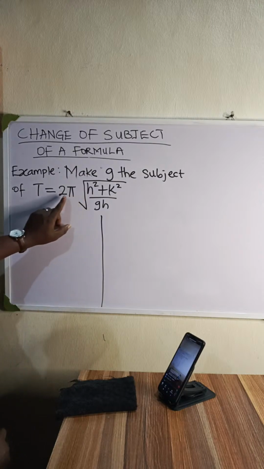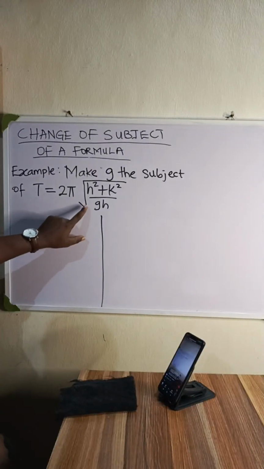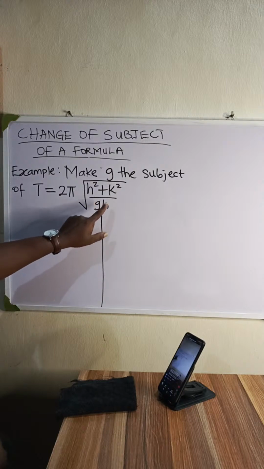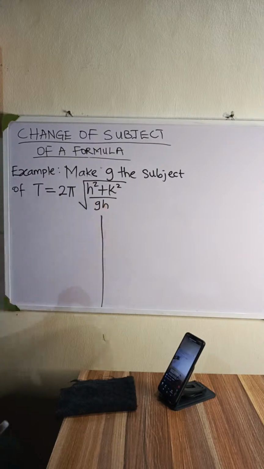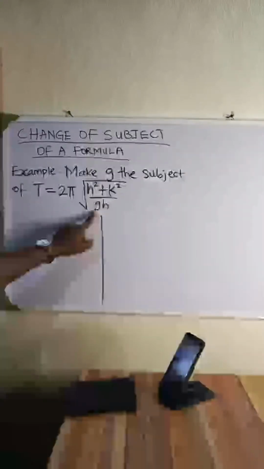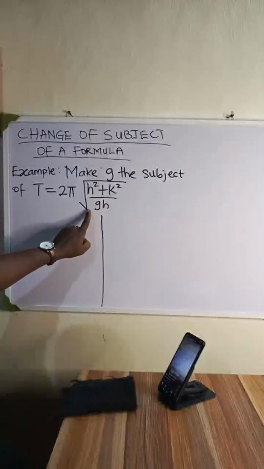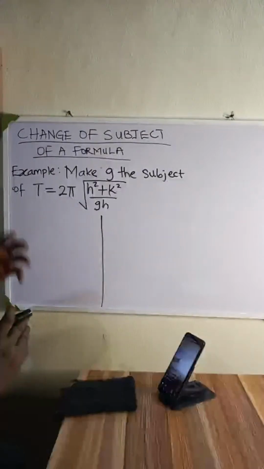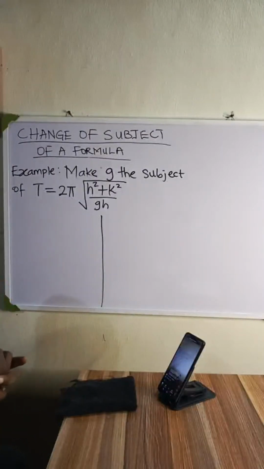Okay, so t is equal to 2 pi square root of h square plus k square divided by g h. So what we want to make the subject of the formula is found right inside the square root. So that means for us to get to g, there are some steps we need to take to free g. Okay. So let's start. Ready?